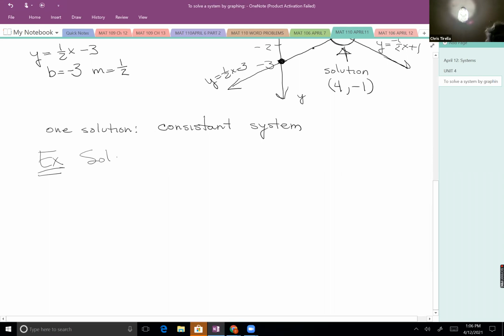Let's solve the system. y equals 2x plus 3. And y equals 2x minus 2.